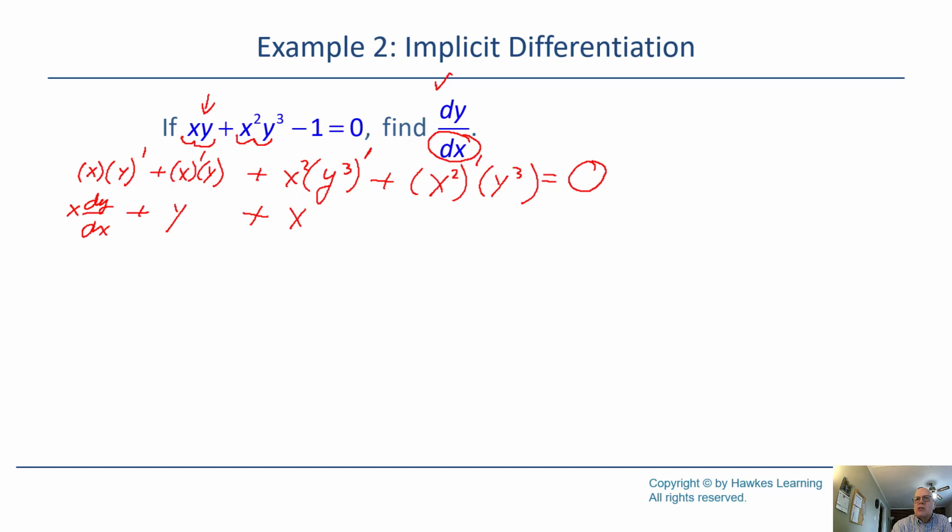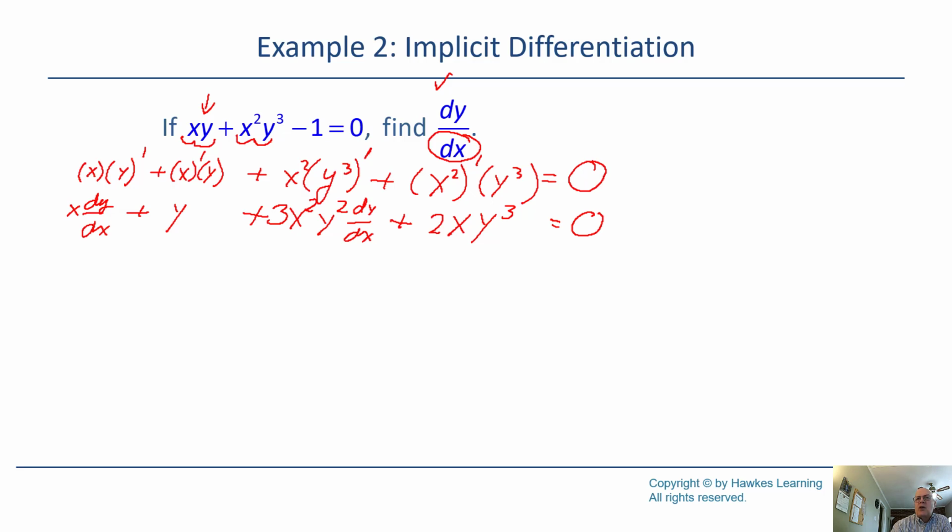x squared, take the derivative of y cubed, that's 3y squared, so put the 3 out here, 3y squared, and the derivative of y itself is dy dx, plus the second part of the product rule, we've got the derivative of x squared, it's 2x, and just y cubed for the second part of that term, equals 0.